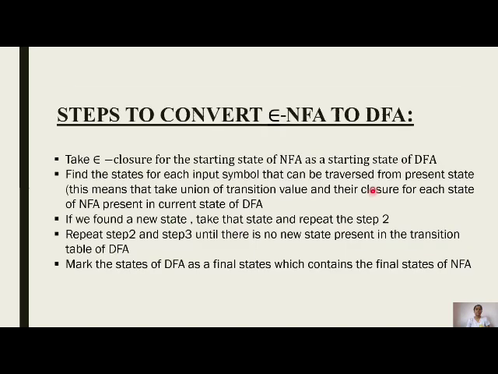Next, the required steps to convert the epsilon NFA to DFA are: take the epsilon closure of the starting state of the NFA as the starting state of the DFA. Find the states for each input symbol that can be traversed from the present state. This means taking the union of transition values and their closure for each state of the NFA present in the current state of the DFA. If you find a new state, take that state and repeat step 2. Repeat step 2 and step 3 until there is no new state present in the transition table of the DFA. Mark the states of the DFA as final states if they contain the final states of the NFA.